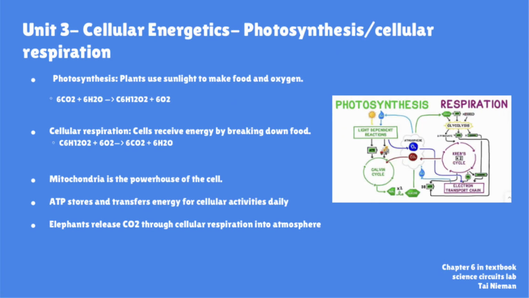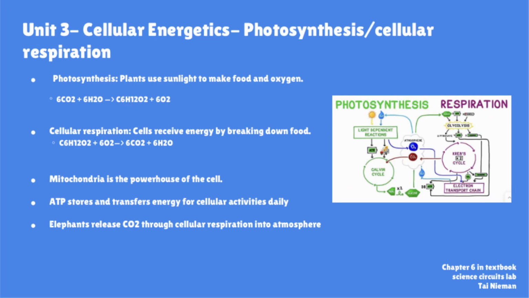Unit 3 talks about how photosynthesis is the process where plants use sunlight to make food and oxygen. Elephants depend on plants for energy because they eat glucose, produced during photosynthesis. Cellular respiration is the process where cells break down food to release energy.